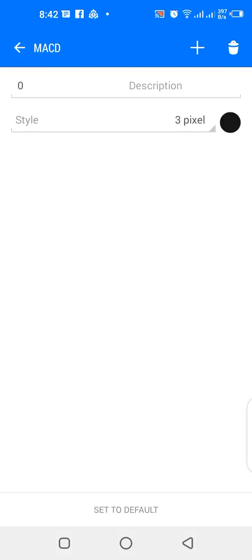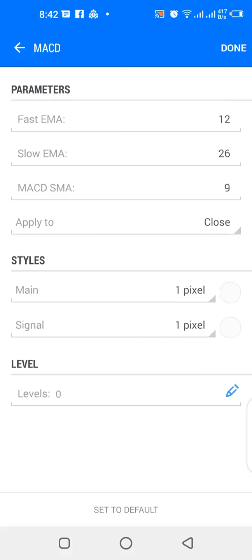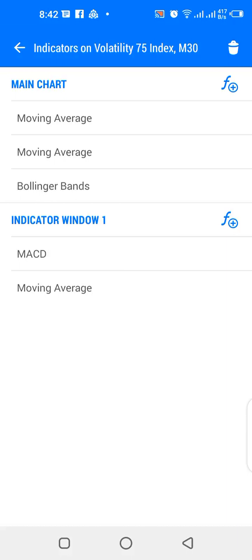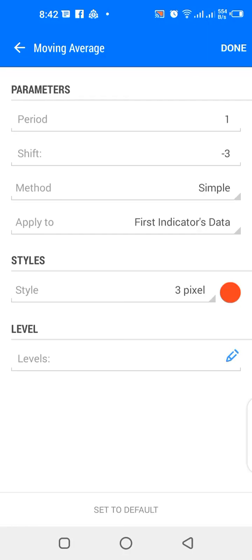Then indicator window 1 on the upper window, MACD 12, 26, 9. Then we have the 0 level to demarcate the crossover of the red 1 period line, then 1 period moving average line. Then the 1 period moving average line, the shift is -3 for the upper window. Shift is -3. Method is simple, apply to first indicators, data color is red.